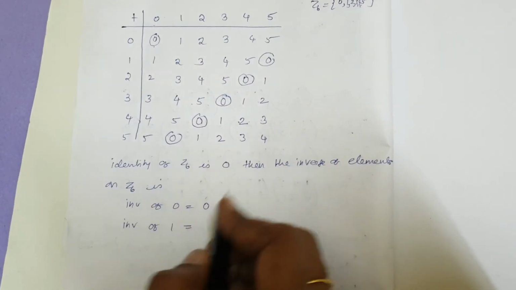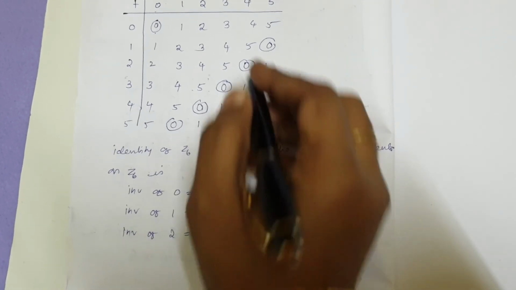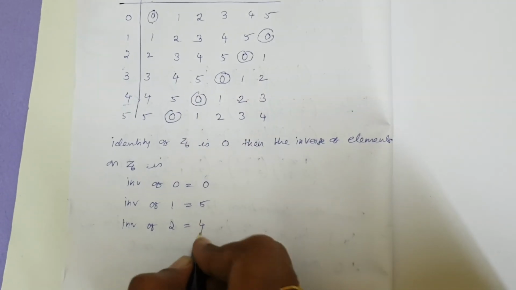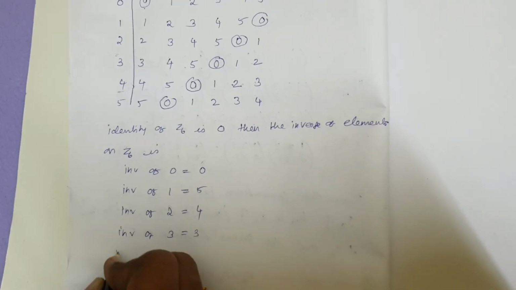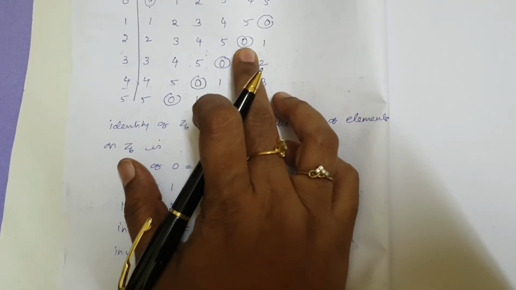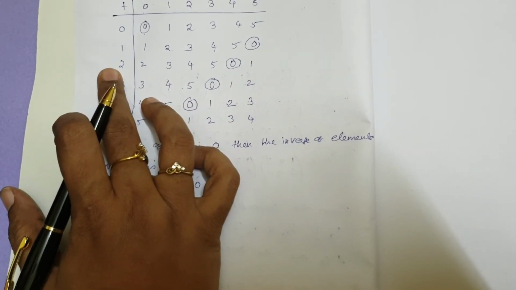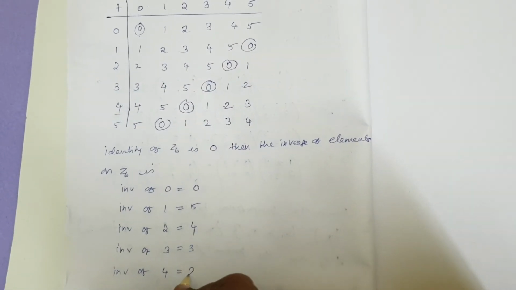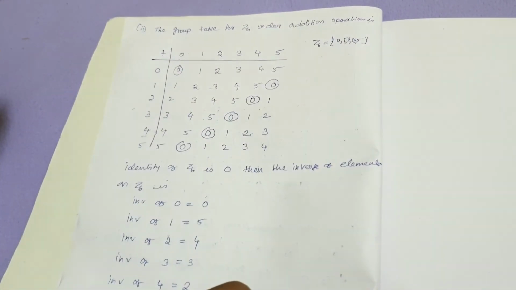For 1, the inverse of 1 is 5. Next, the inverse of 2 is equal to 4. Next, the inverse of 3 is equal to 3. Next, the inverse of 4: here the identity element occurs, so the left hand side value is 2. So the inverse of 4 is equal to 2. Next, the inverse of 5 is equal to 1.